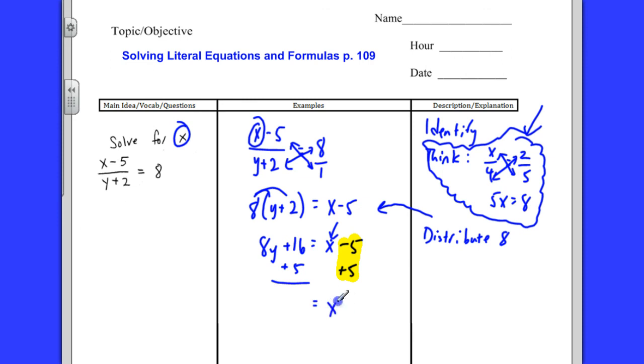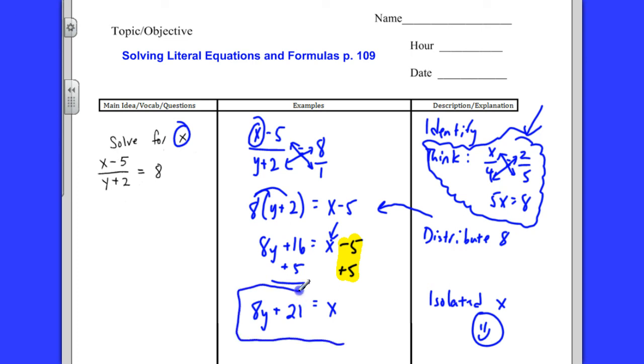Okay, so look what you've got. You've got x isolated on one side. 8y is just 8y. That doesn't have a term to add to it. But you've got 16 plus 5. 16 plus 5 is 21. All right, and guess what? You've isolated x. You solved it. That's it. So give yourself a big smiley face because you got it right there. x is equal to 8y plus 21.